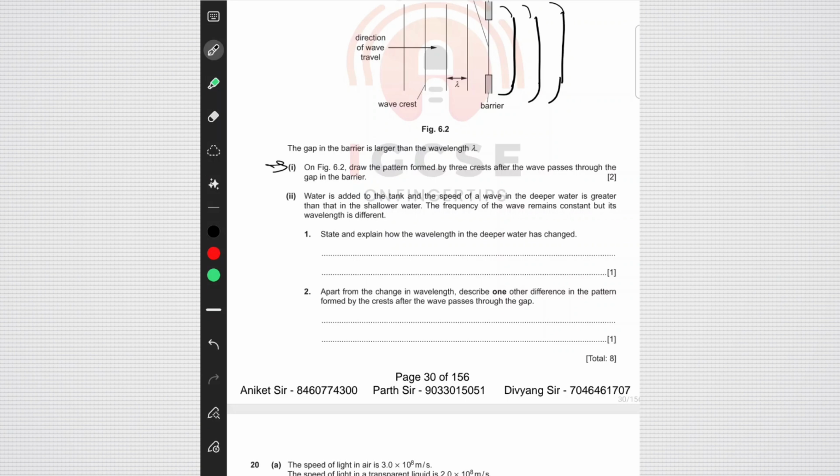State and explain how the wavelength in the deeper water has changed. It is greater, right? And v is equal to f lambda. State and explain. Greater velocity, longer wavelength. That is your answer with explanation.